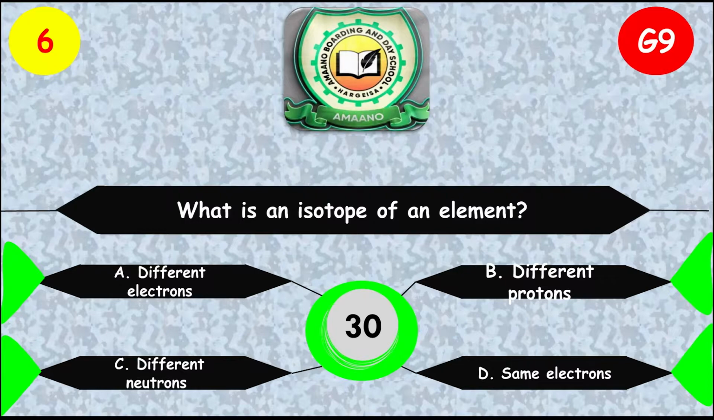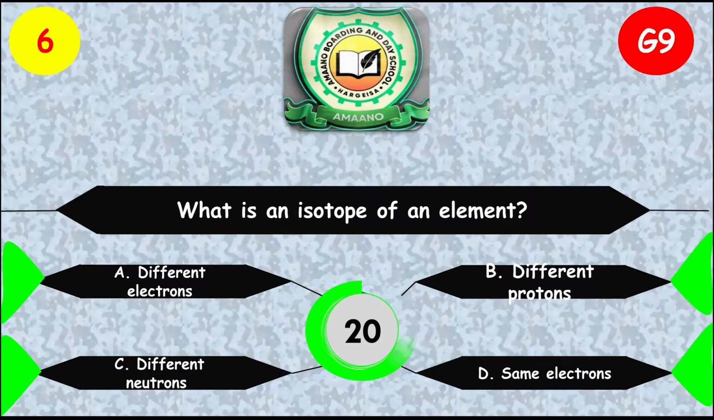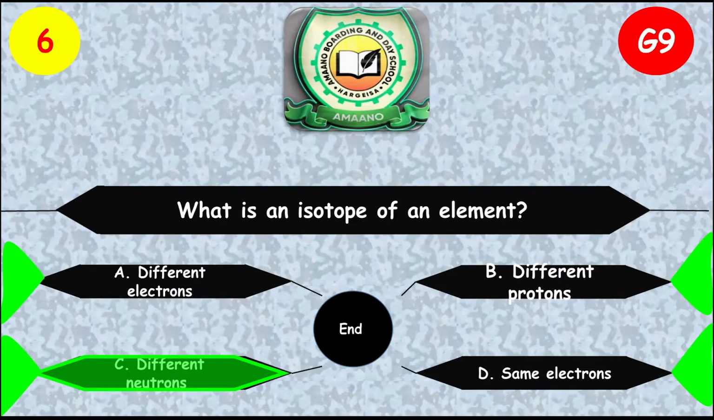What is an isotope of an element? Different electrons, different protons, different neutrons, same electrons. Yes, C, different neutrons. That's right.